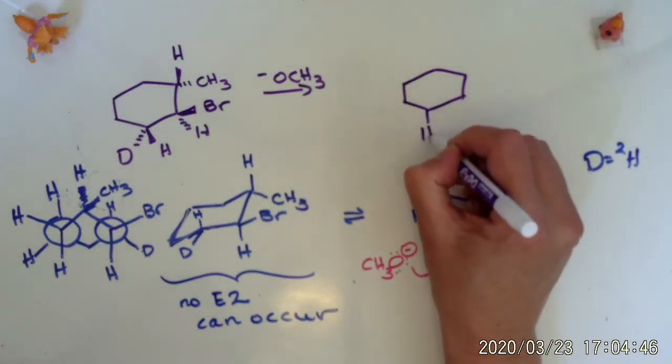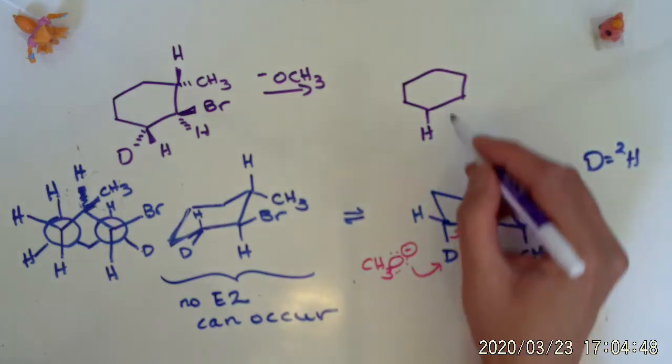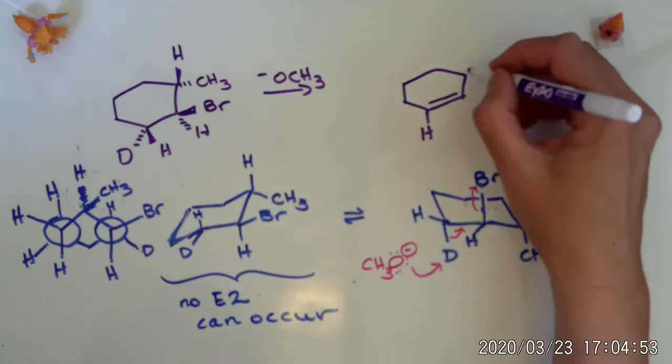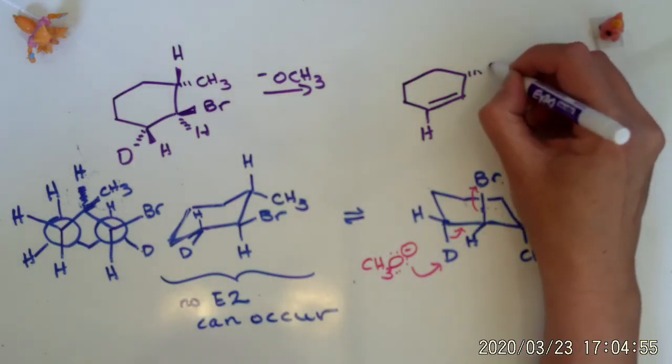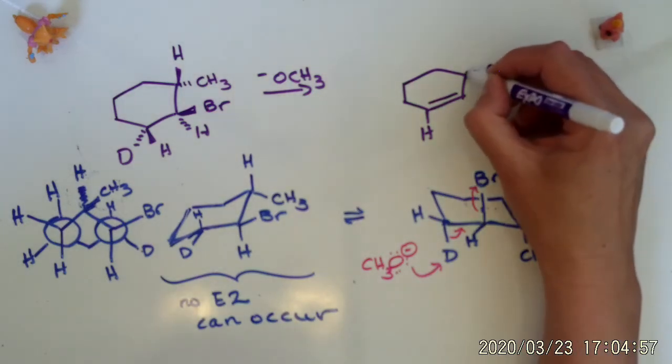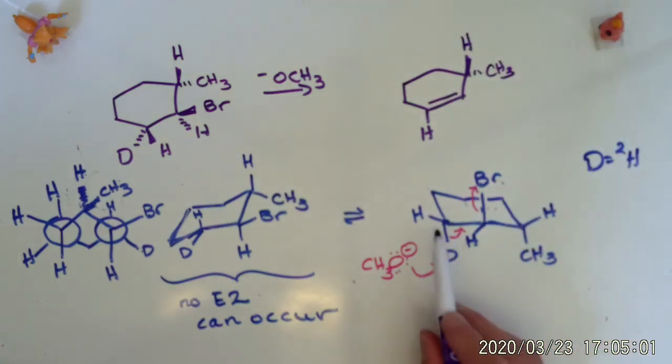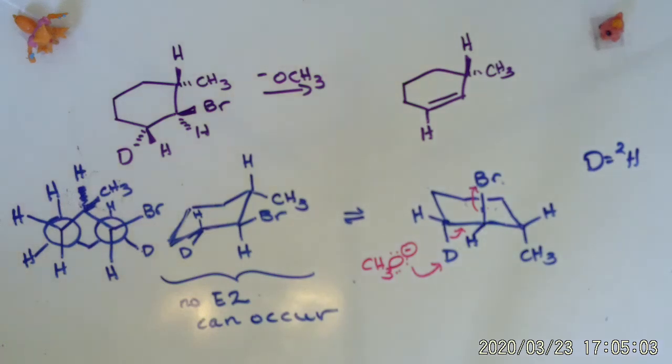You would have the hydrogen, you lose the deuterium, you form the double bond here, you lose the bromine, and then up here attaches my methyl and my hydrogen. And you don't get the other product. Let's take a look at the Newman projection.